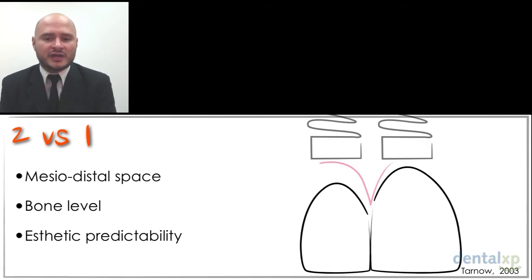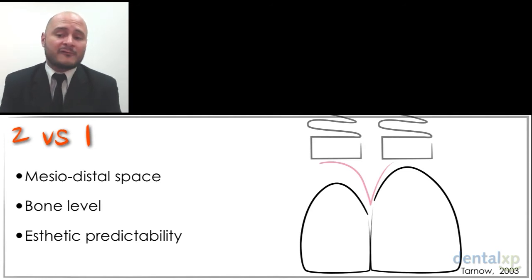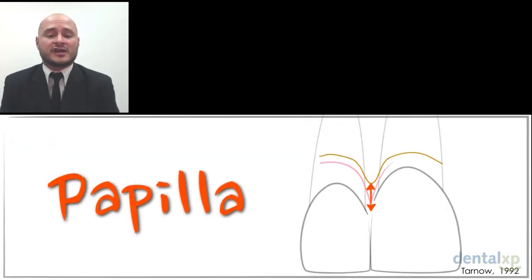Salama has a very good lecture about this. It's in Dental XP about the dilemmas of 1 versus 2 implants. But among the things that we have to take into consideration is the mesiodistal space that we have from the remaining teeth, the bone level that is present, and of course the aesthetic predictability of our restorations.